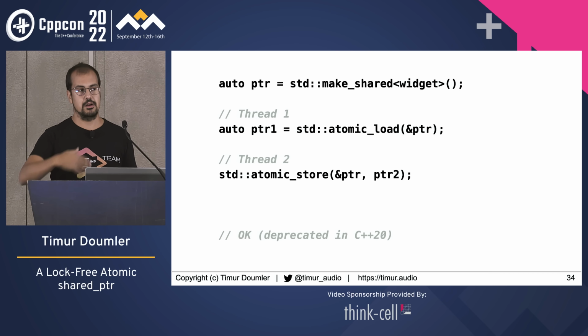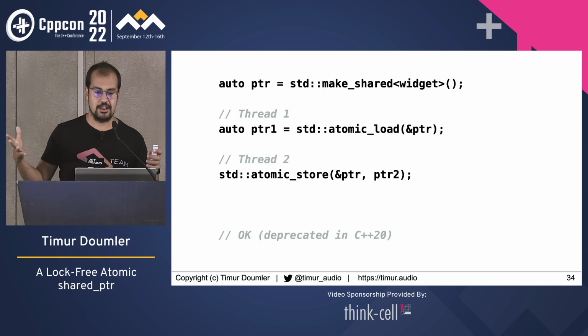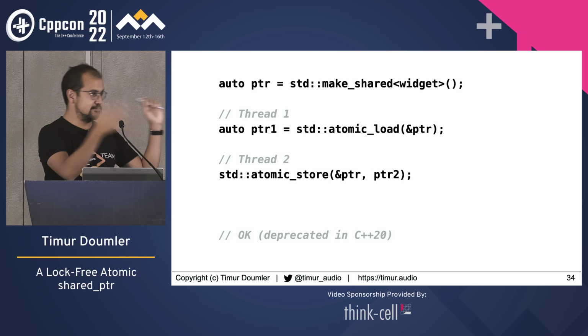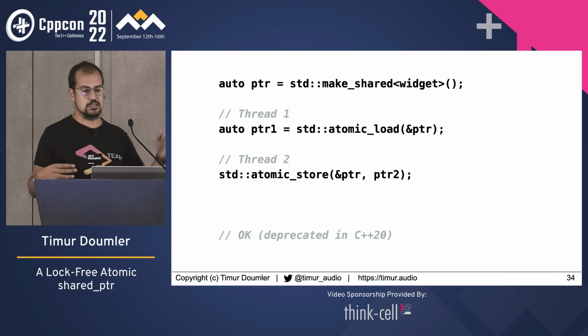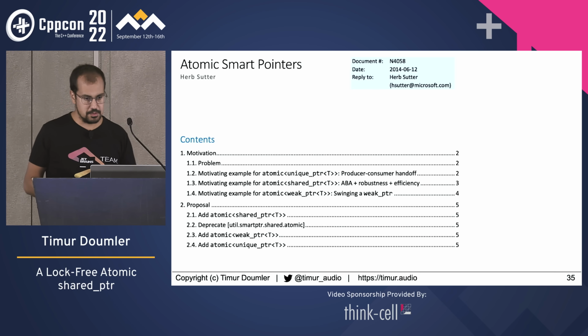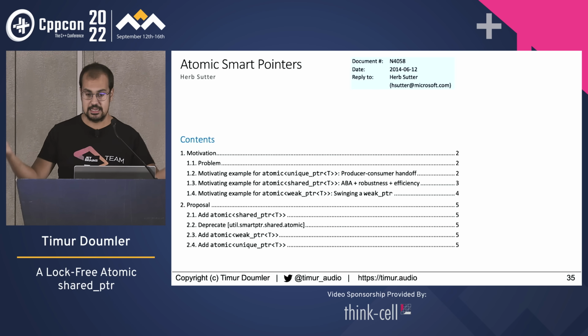So you need to remember to use these weird functions instead. So the default is the data race, and you have to actively do this weird thing to not have a data race. So it's not a great solution, and that's why Herb wrote this paper in 2014 proposing an atomic shared pointer as a type.